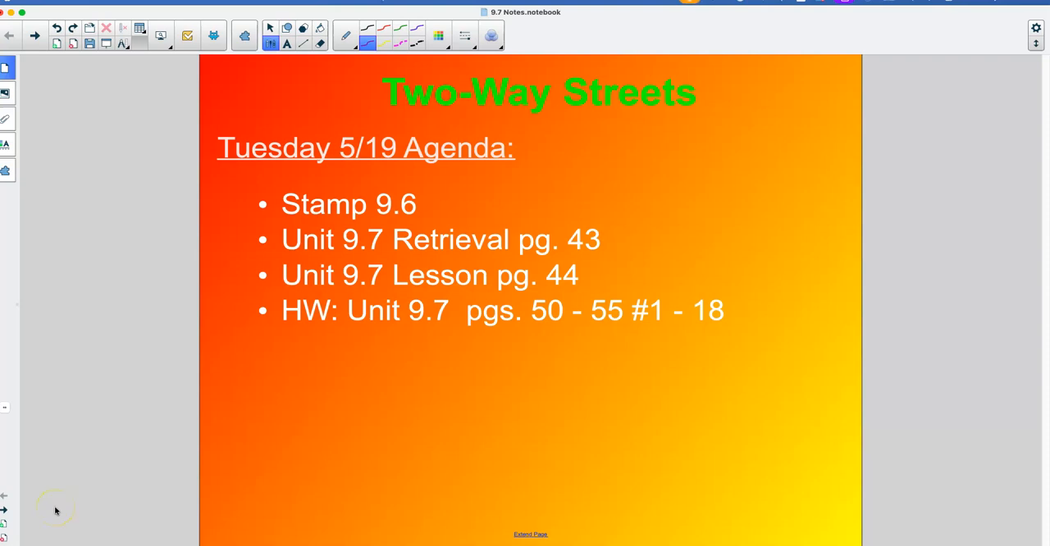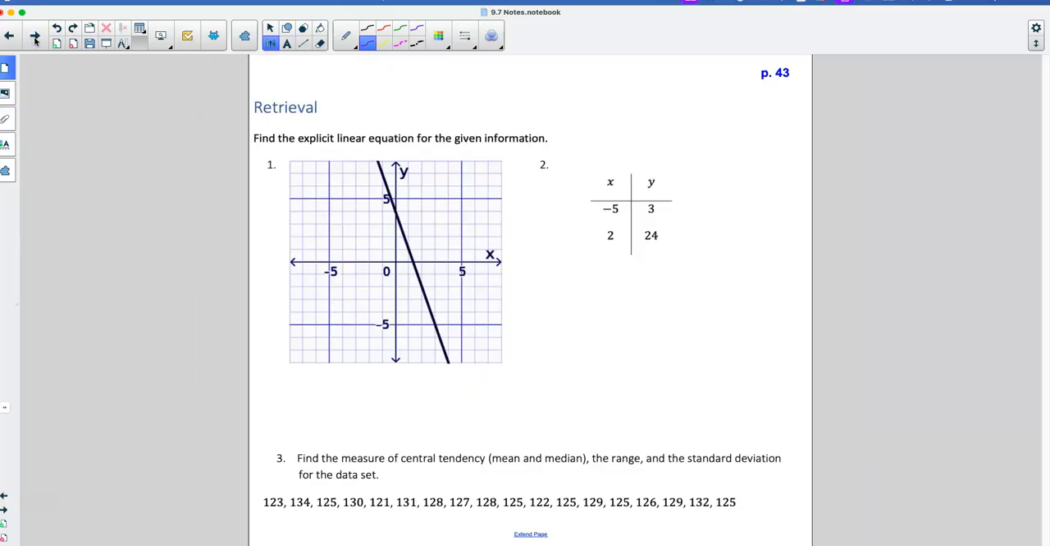Go ahead and get your packets out, and we are going to be looking at the retrieval, which is on page 43. So our retrieval looks like this, and I don't need you to do number 3. I really just want you to do the first two. We've been doing a bunch of problems like number 3 for quite a while. So I'll give you about 2 or 3 minutes, try out number 1 and 2, and then the video will continue on playing.